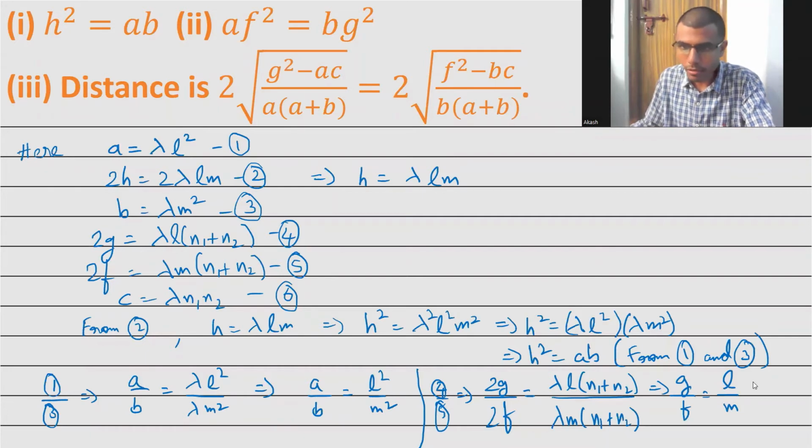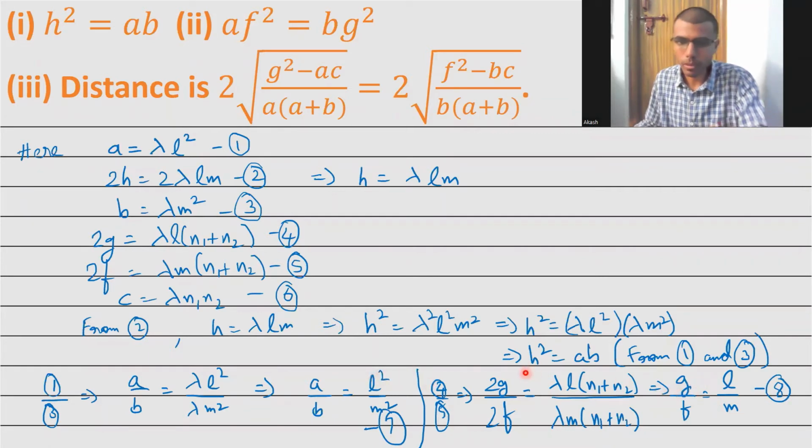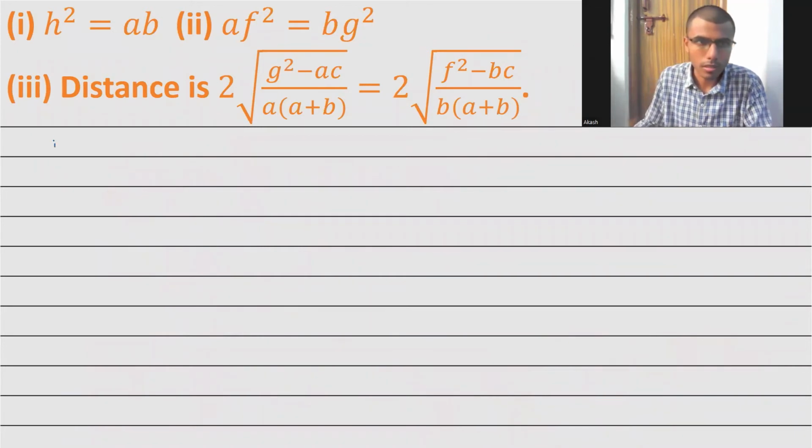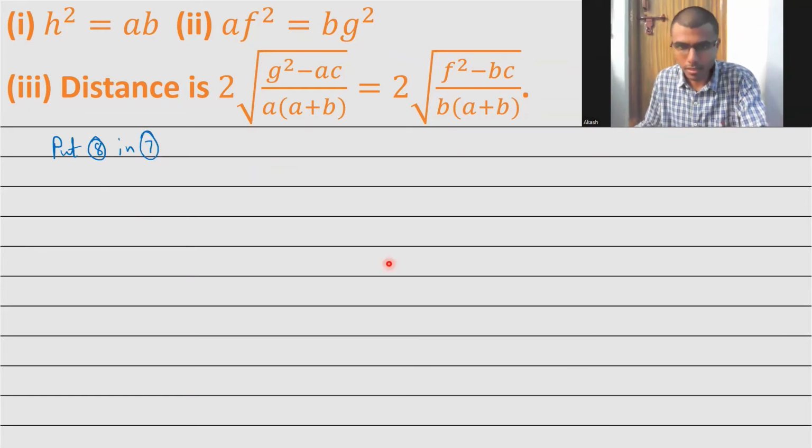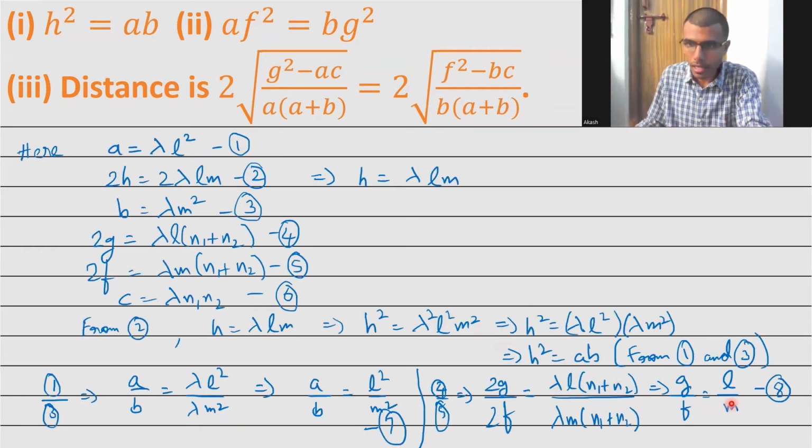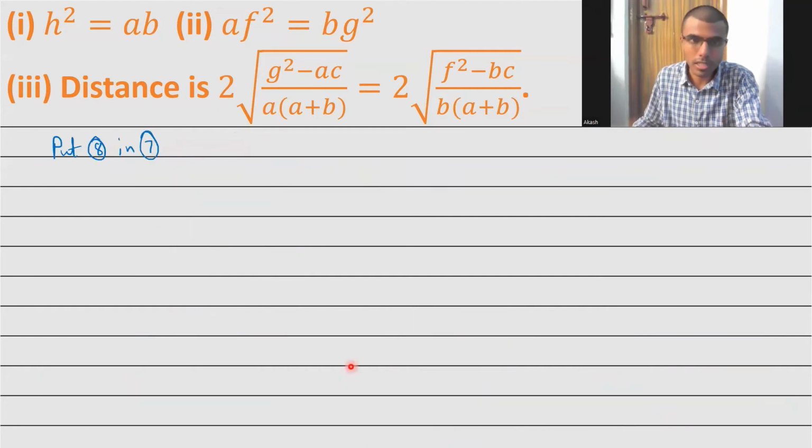Mark this as equation 7, and this one as equation 8. Now, basically L by M is G by F. So put 8 in 7. If you put 8 in 7, in place of L by M, I'm going to put G by F. So here it is L by M whole square, so A by B is nothing but G by F whole square.